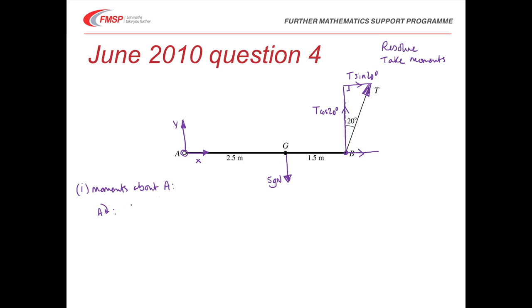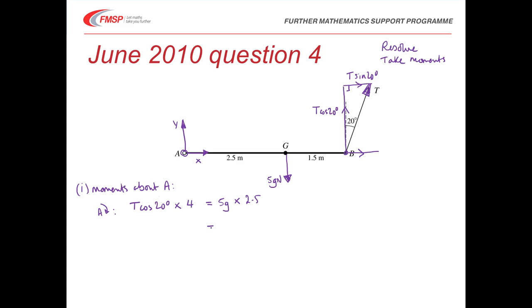So let's take moments then, and I have a force of T cos 20, that's the component that's perpendicular to the beam, acting at a distance 2.5 plus 1.5, that's 4 meters away. And that's equal to the turning effect of the 5g newtons force. This has a clockwise turning effect, whereas the tension has an anti-clockwise turning effect. So the magnitude is 5g, and its distance from A is 2.5.